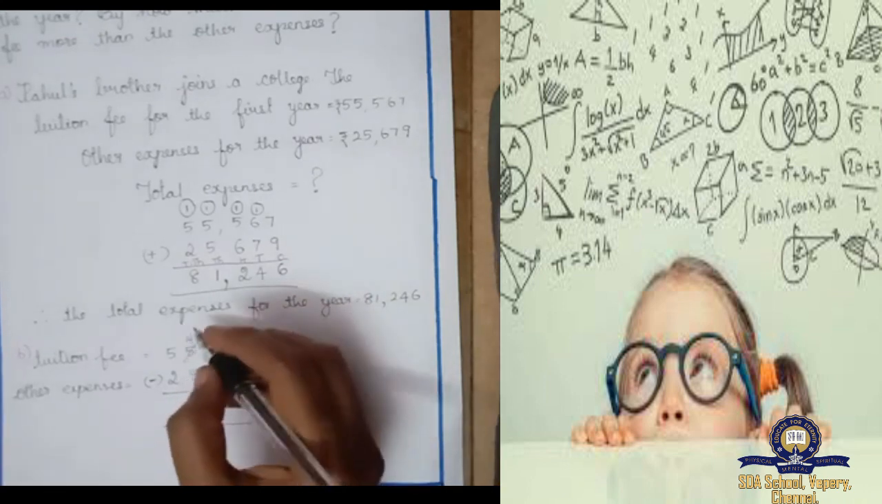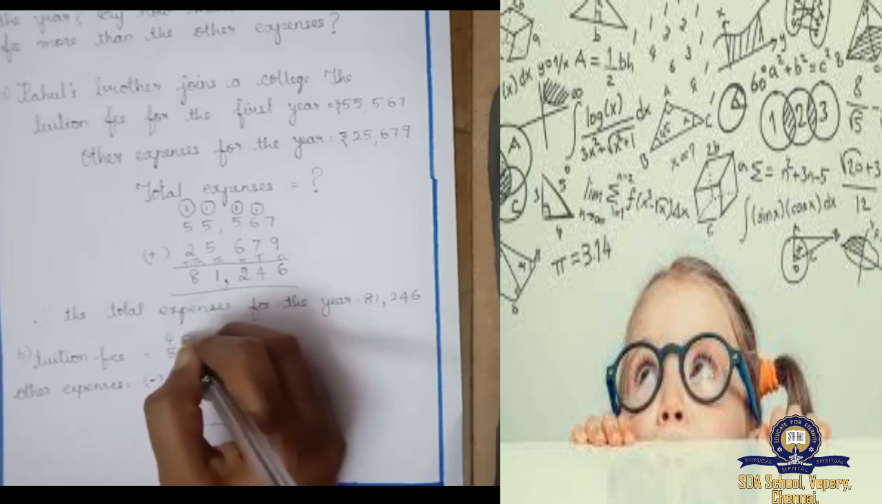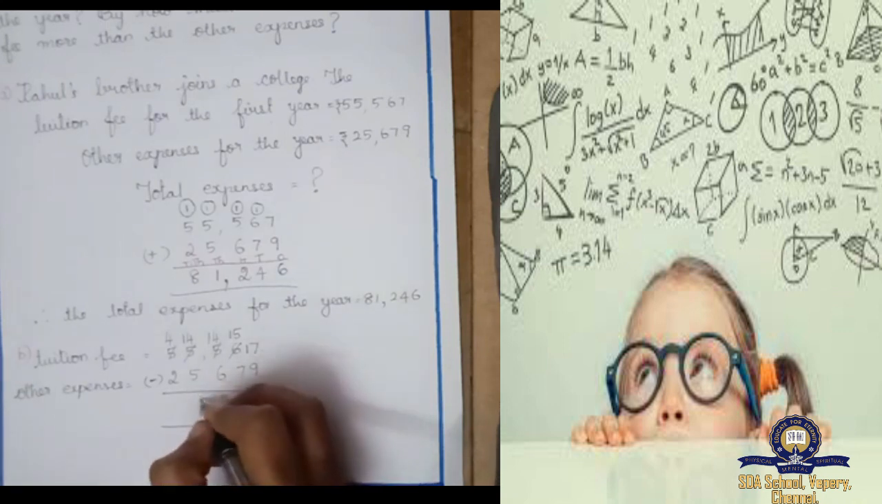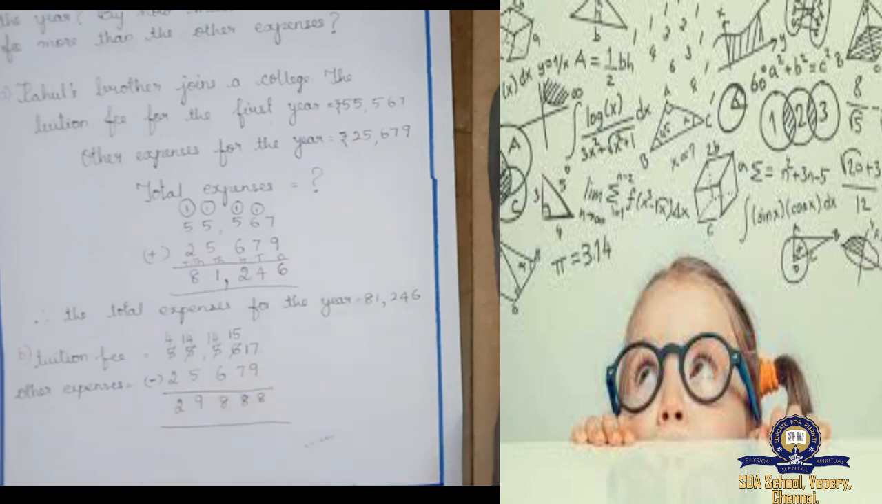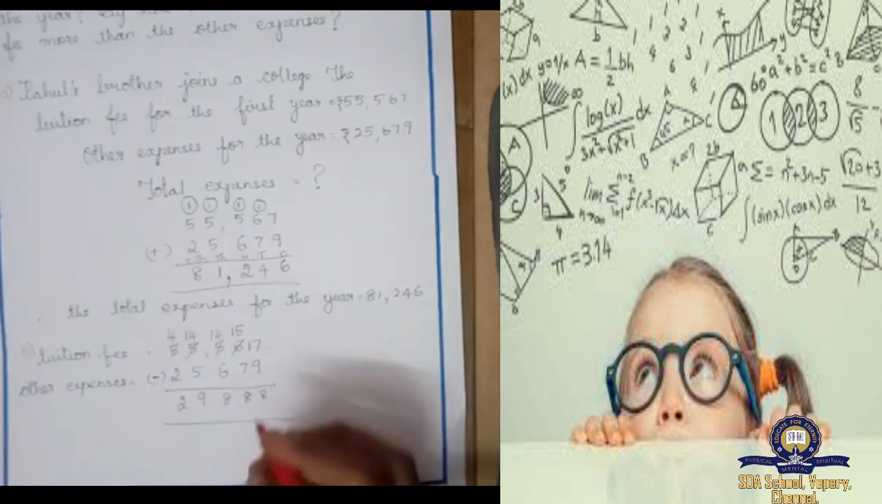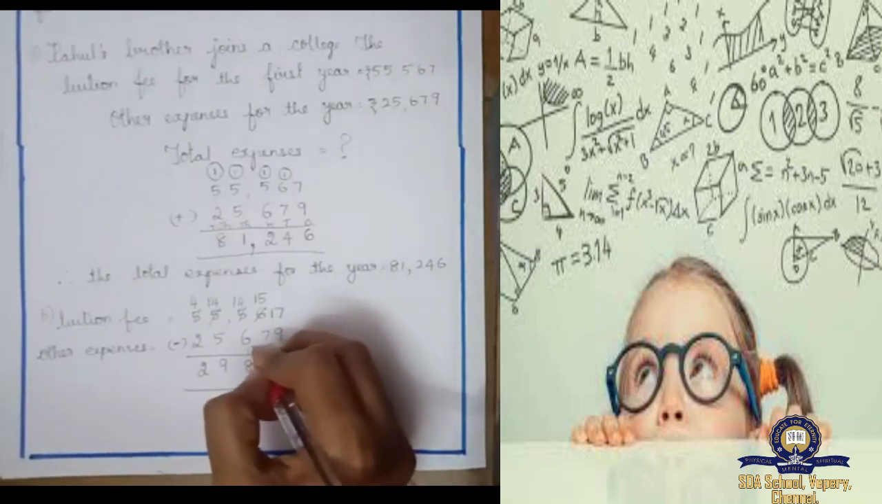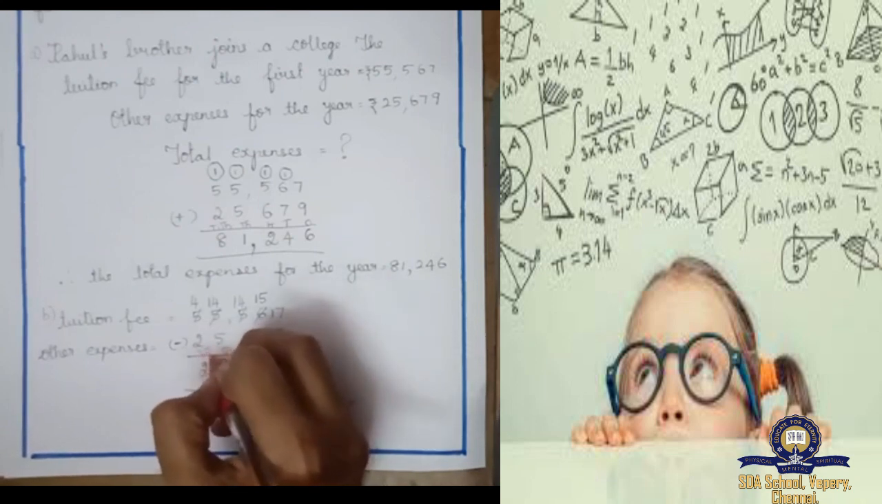Now 4 also we cannot. From 4 we cannot minus 5. This will become 4, this will become 14. So 14 minus 5 is 9. 4 minus 2 is 2. So we'll write the place value: ones, tens, hundreds, thousands and 10,000.